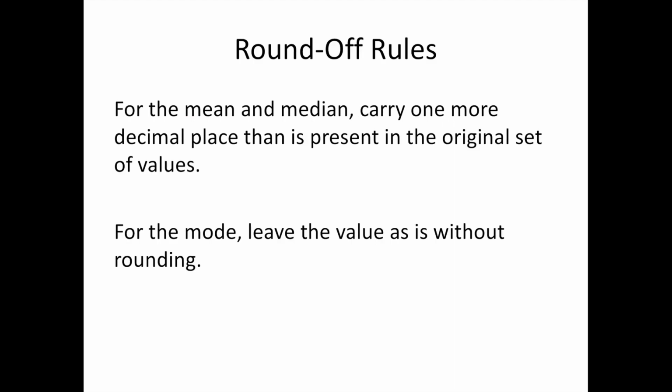Round-off rules for the mean and median: we usually carry one more decimal place than is present in the original set of values. So if my original data values are integers like age, my mean age would be reported to 1 decimal place, maybe 17.4 or something like that. And it doesn't have to be a value that's in my data set for the mean and median. Those are often values that I don't find in the data set itself.